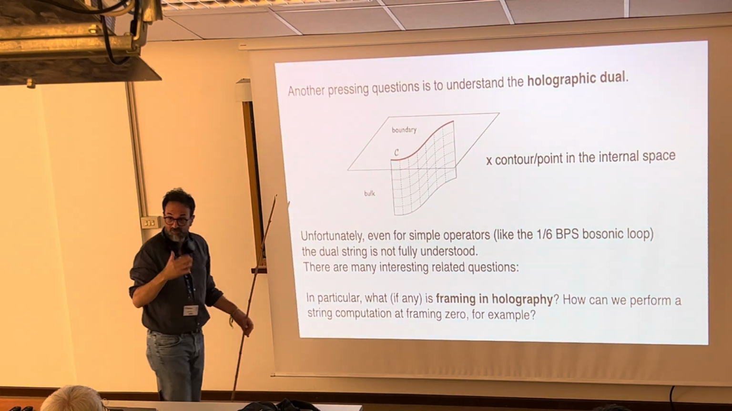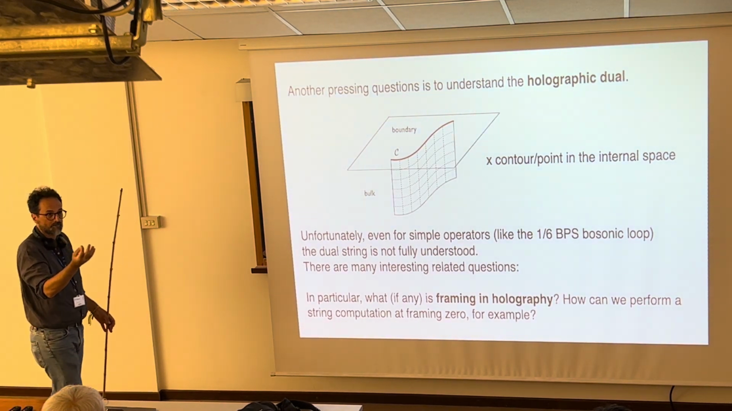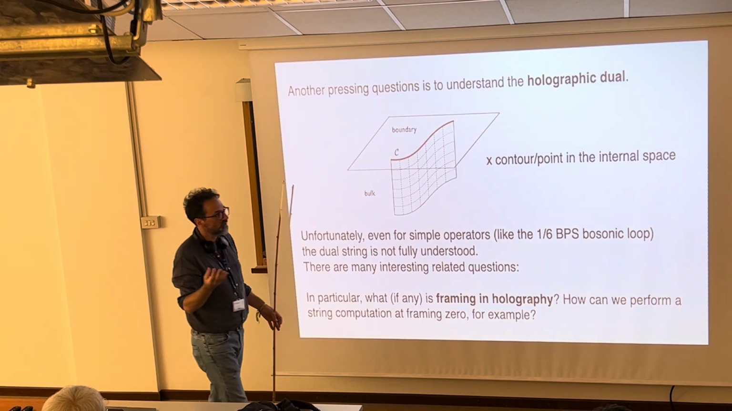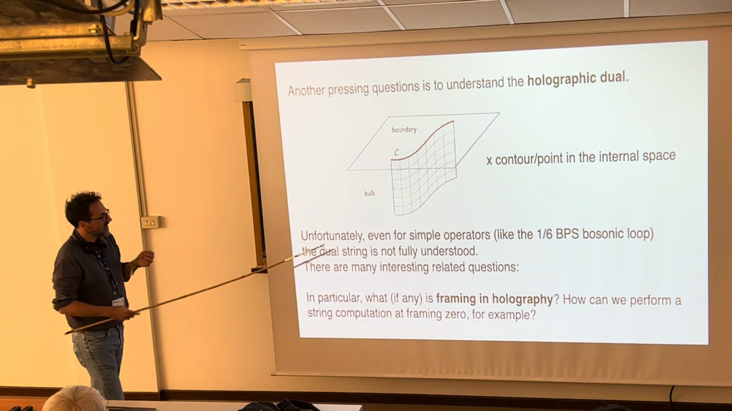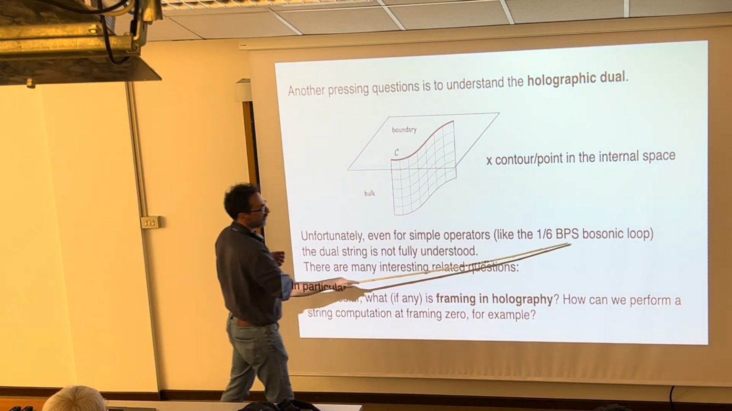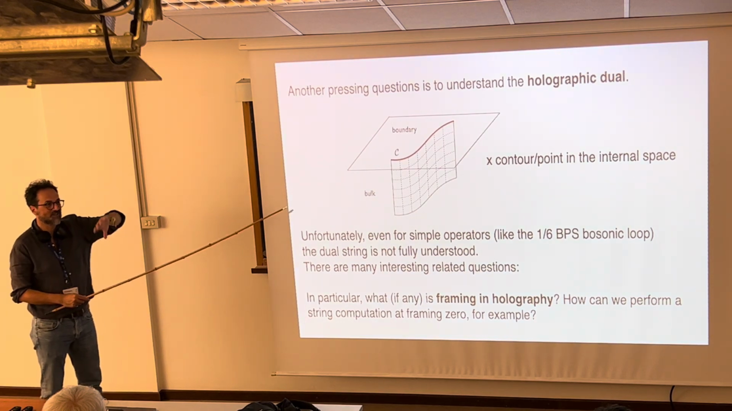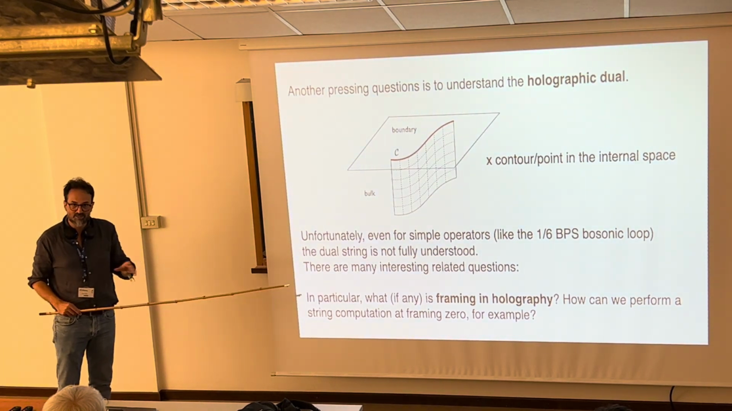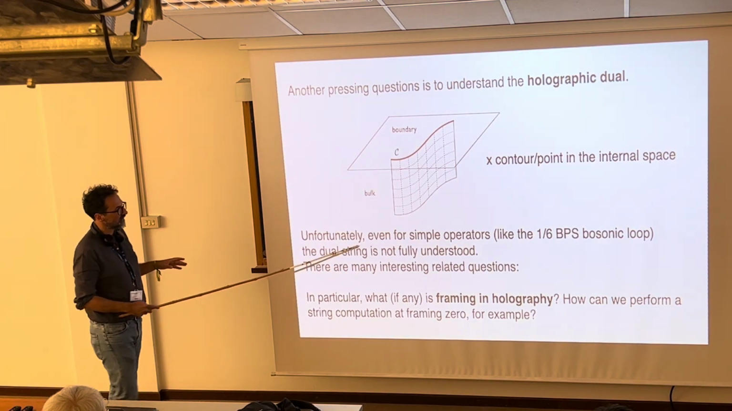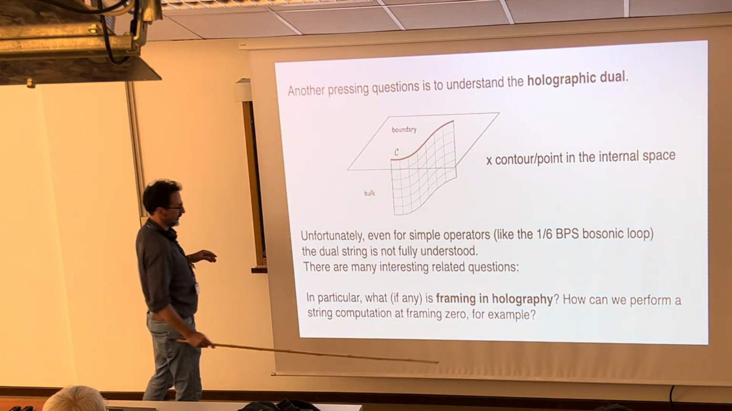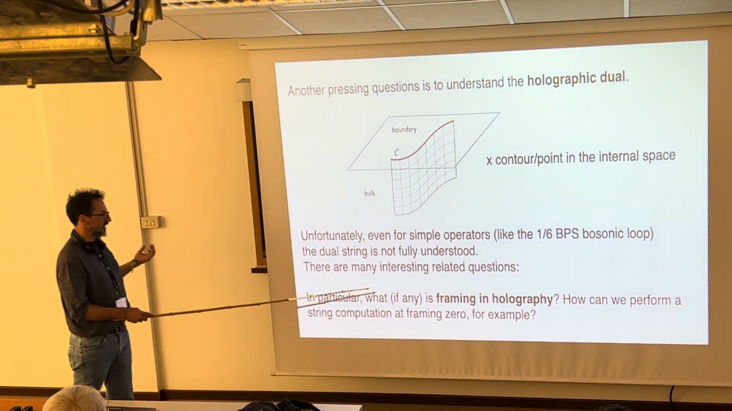Also in ABJM, the 1/2 BPS operator is the one that sits at a fixed point of CP3. But in more general cases, we don't know. In fact, even for very simple operators, like the 1/6 BPS bosonic loop, we don't really understand the string picture. While these things are quite well understood in N=4 super Yang-Mills, in ABJM it is much more complicated, and the dual string of this simple operator is not known.